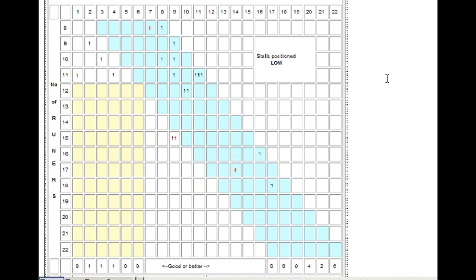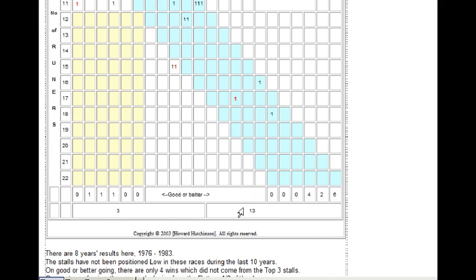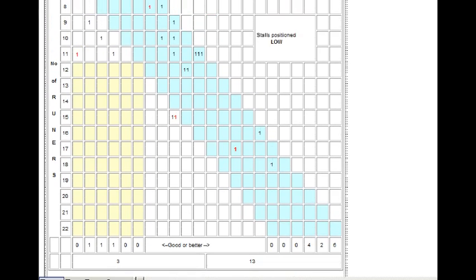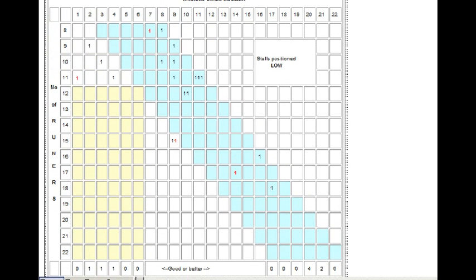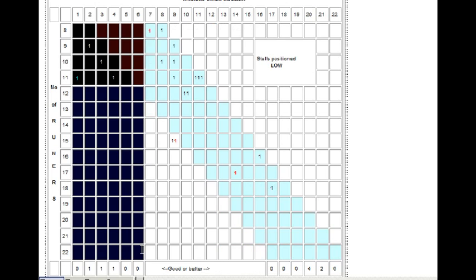Now you can see immediately on this chart from the top half bottom half split, there were 13 wins from the top half of the draw on good or better going, and only 3 from the bottom half, from the low numbers. Now in these races, way back in the 1970s and 1980s, all our national newspapers used to look at these races and recommend a low draw advantage, which was down this side of the chart. As you can see, the wins just weren't coming from there.